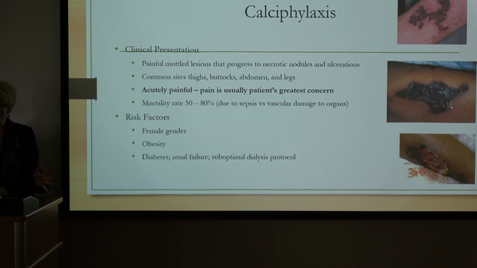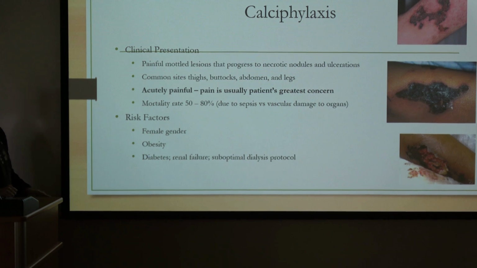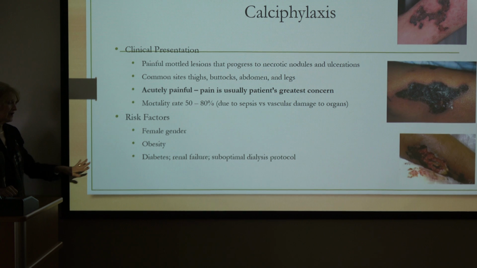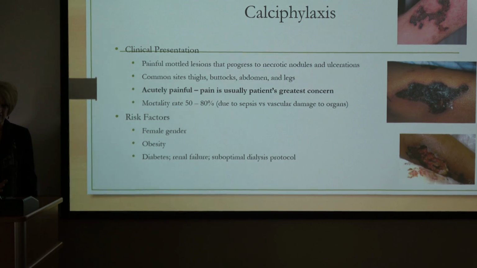And the factors that lead to death are either overwhelming sepsis or vascular damage because of calcium deposits in the blood vessels. So if you get significant interference with blood flow to the kidneys, significant interference with blood flow to the heart, you can see that the end result can be fatal. Who's likely to get it? Women are higher risk than men. Your obese patients are higher risk than people of normal weight. And most of your patients will be diabetic, on renal failure, on dialysis.